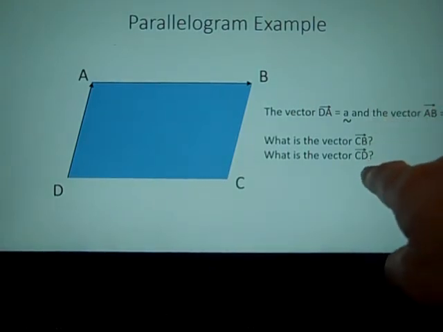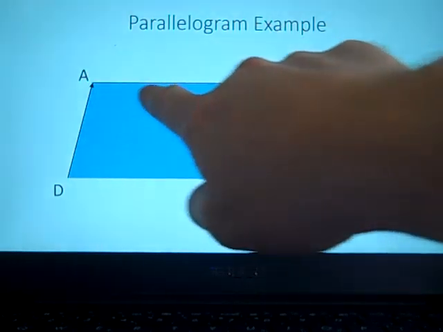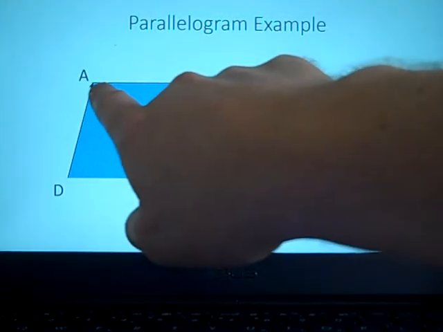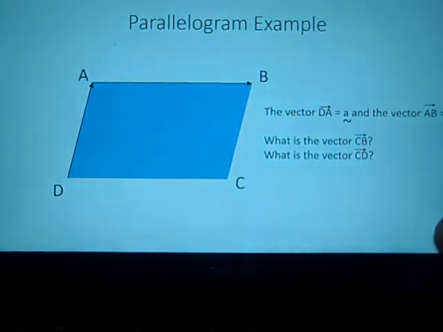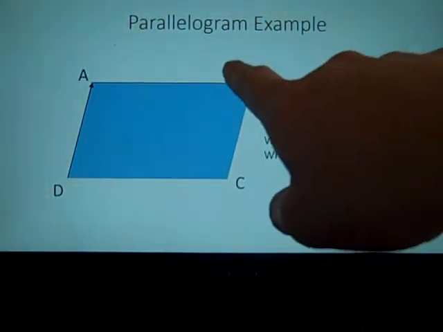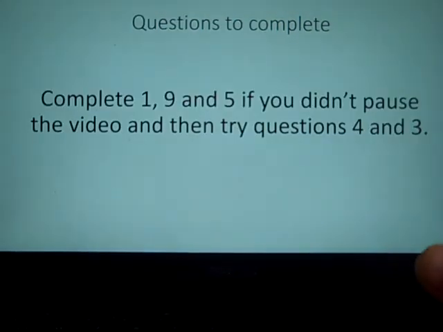What is the vector c to d? Well, c to d goes in a different direction to a to b, so a to b is a positive direction there, so this way would be negative. So this is negative b, because they're parallel, the same length, but going in opposite directions. At this stage, there are questions to complete there.